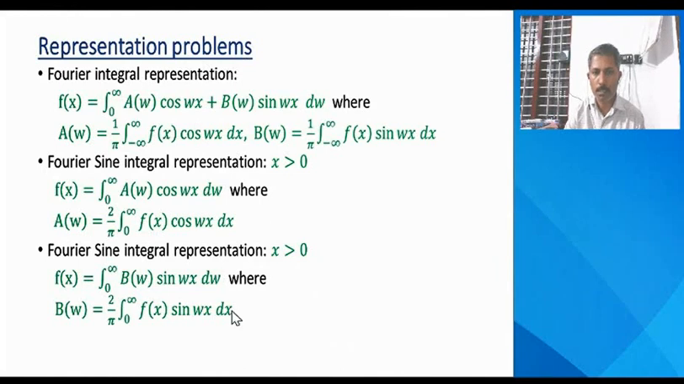Now, these are the formulas based on which the representation problems are done. So the Fourier integral representation says that f of x can be written as integral 0 to infinity of a omega cos omega x plus b omega sin omega x d omega. Here the function f of x is defined over R, that is from minus infinity to infinity, and a omega is calculated by this formula and b omega is calculated by this formula. Remember that this integral is from minus infinity to plus infinity in both a omega and b omega while doing Fourier integral representations.